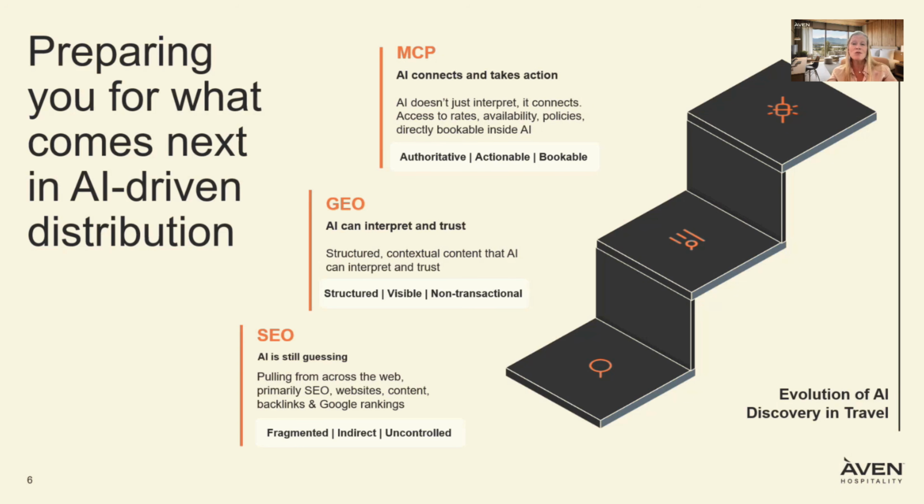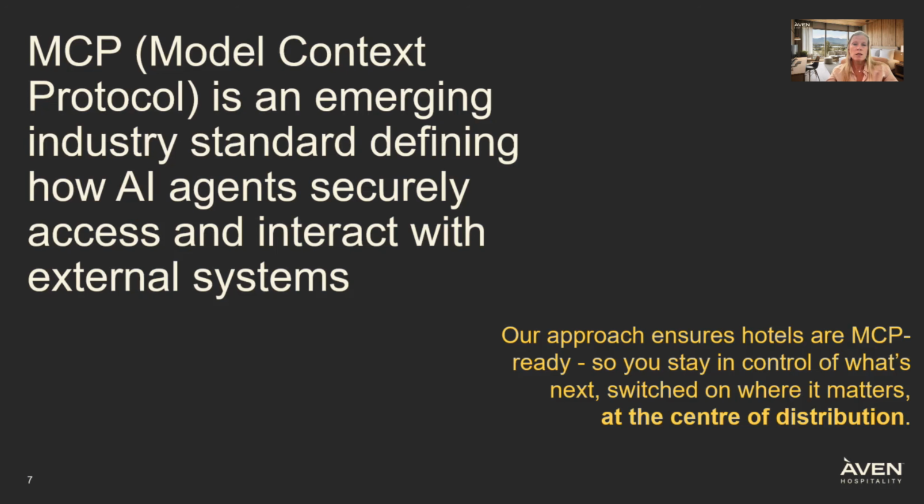But where things really get truly exciting is MCP, Model Context Protocol. This is where AI stops interpreting or guessing, and it starts connecting directly with your content, with your ARI, and with your data. So Model Context Protocol, MCP, is an emerging industry standard that helps these AI platforms get access to the inventory that it wants to provide the recommendations that it needs.